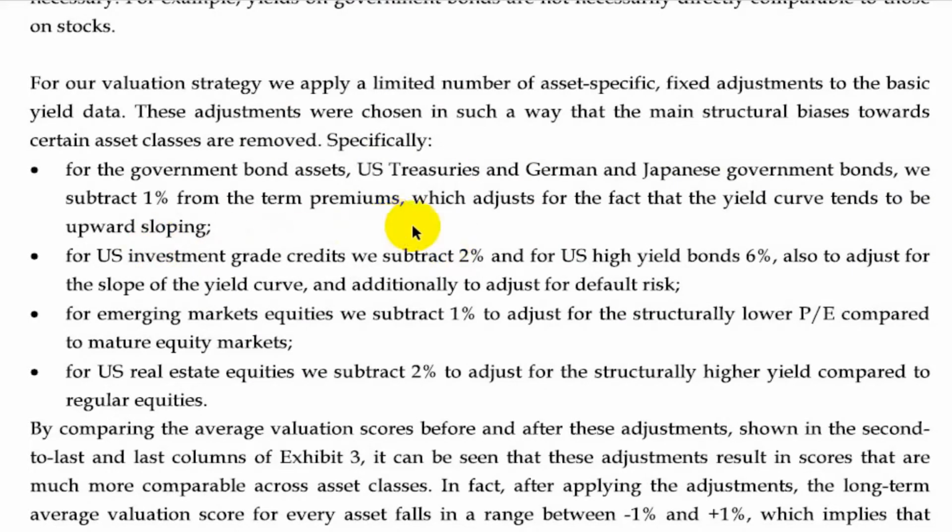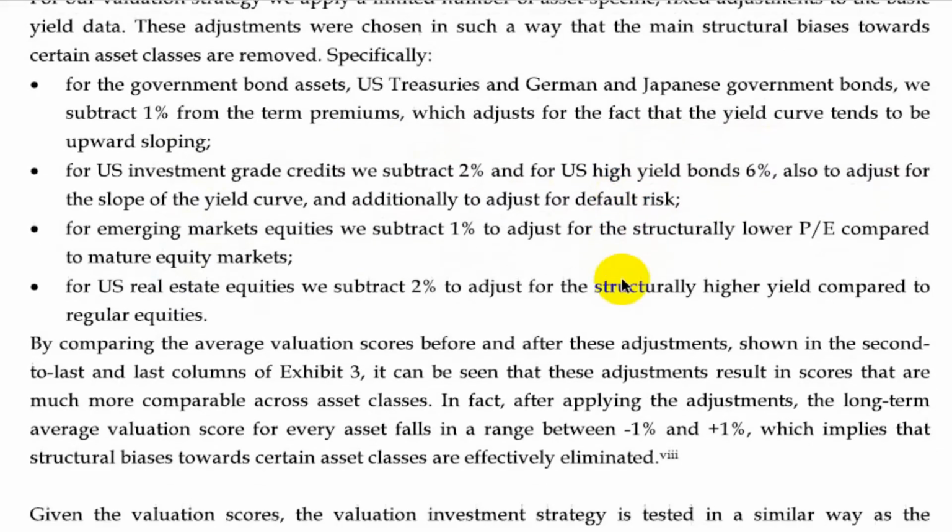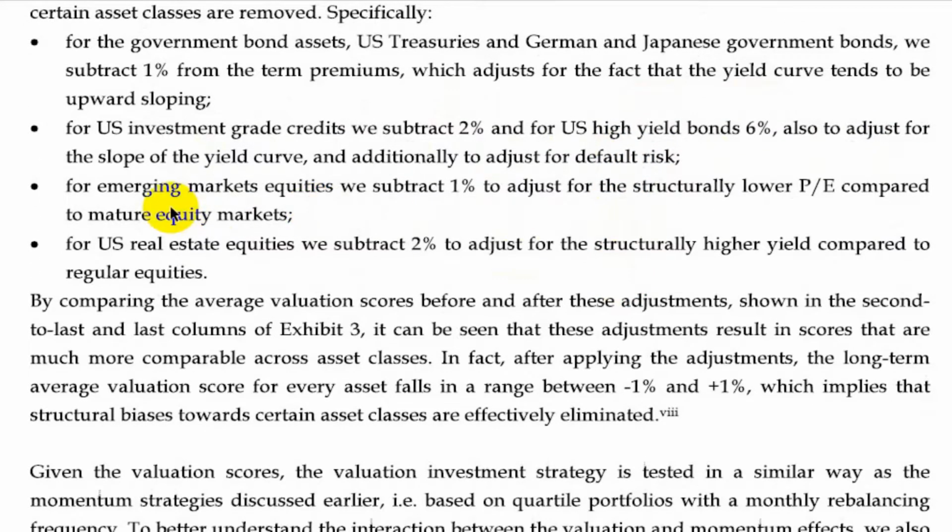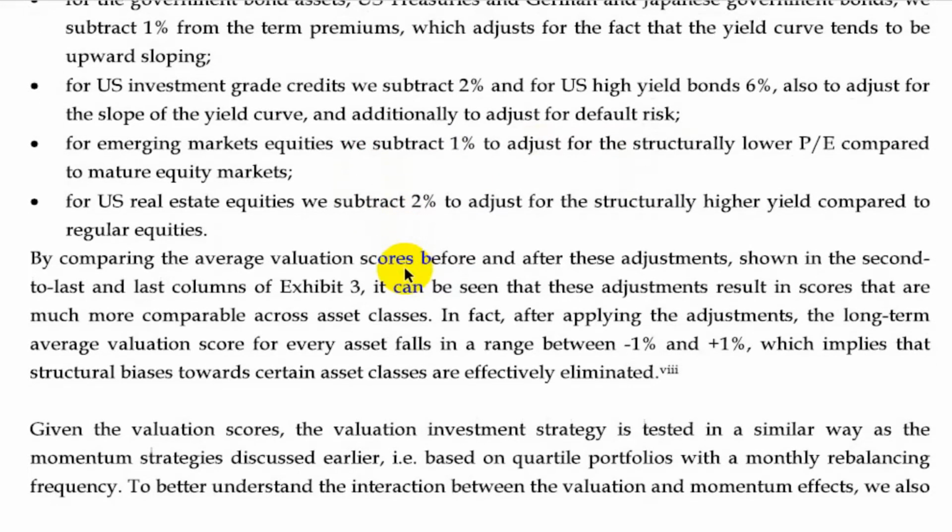And for U.S. investment grade bonds, they subtract the yield by 2%, and for U.S. high yield they subtract by 6%. This is to adjust for this upward sloping yield curve as well as the default risk in those securities. For the emerging market equities, they subtract 1% to adjust for the lower PE compared to more mature markets. And for U.S. real estate equities, they subtract 2% to adjust for the higher yield compared to regular equities.